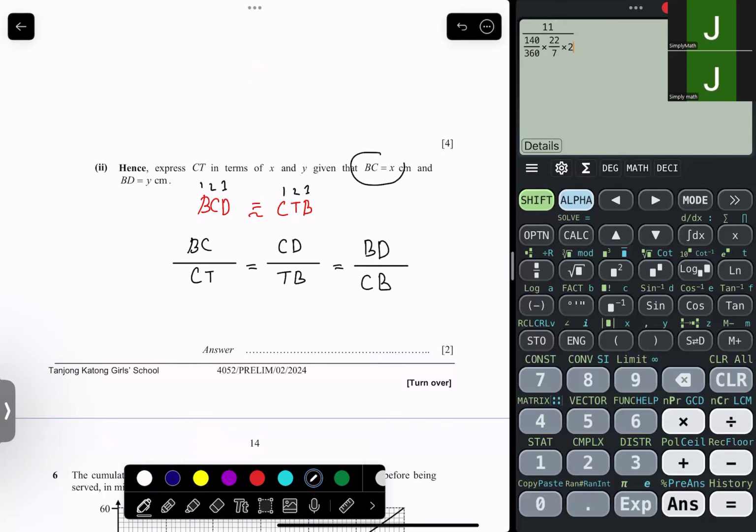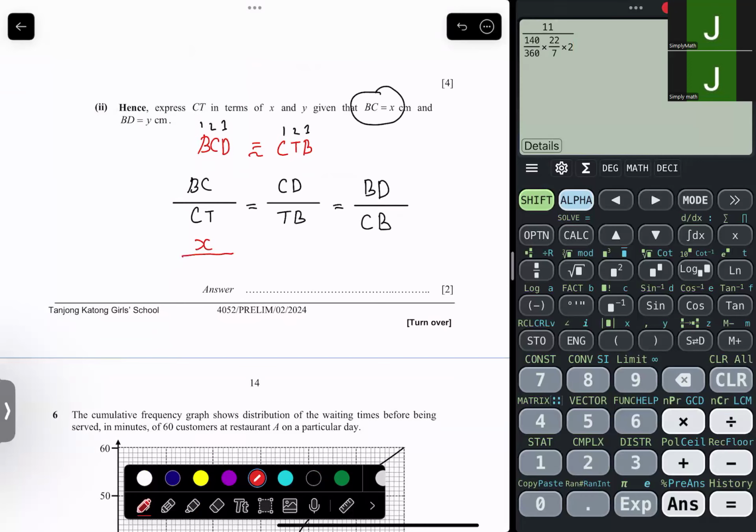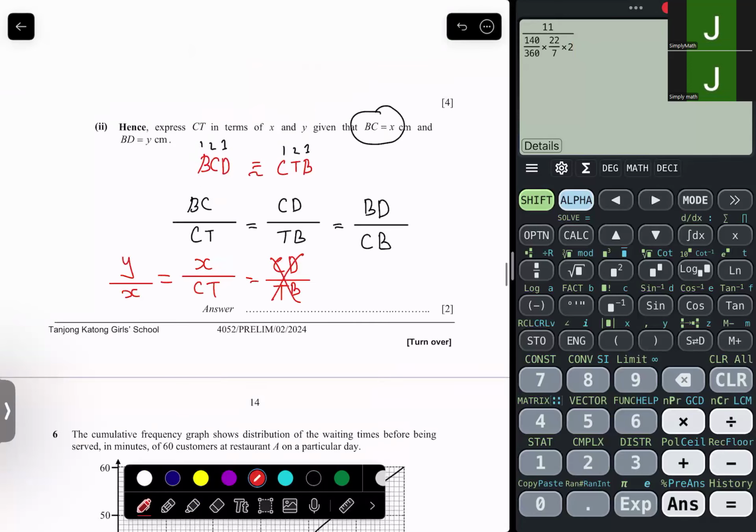Now, given that BC equals to X, so replace. X over CT is equals to CD over TB, which is practically useless. Equals to BD, and BD equals to Y over CB. BC and CB are the same, just different direction, so it's still X. So this one is useless, we are not using this. Then we have Y over X equals to X over CT. Cross multiply, CT equals to X squared over Y. Answer.